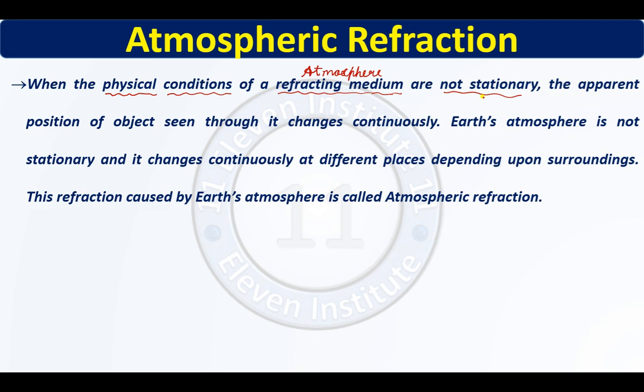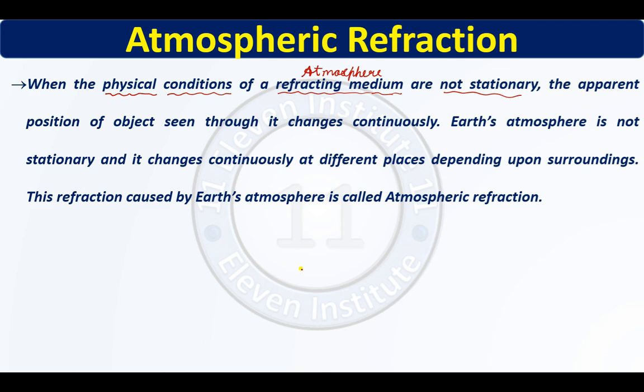For example, the temperature in the day is different from the temperature at night. Sometimes there are more dust particles in the atmosphere, sometimes there are fewer. Sometimes it rains suddenly, sometimes it doesn't. Sometimes it is a clear atmosphere with no cloud, sometimes there are many clouds. So atmosphere is not constant, it changes continuously. Due to this, the apparent position of the object seen through it changes continuously. So whenever we see something through the atmosphere, the position of that object changes continuously.